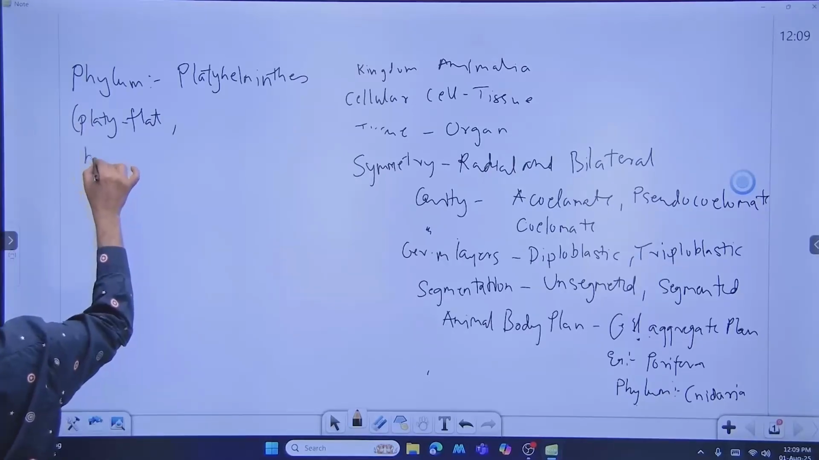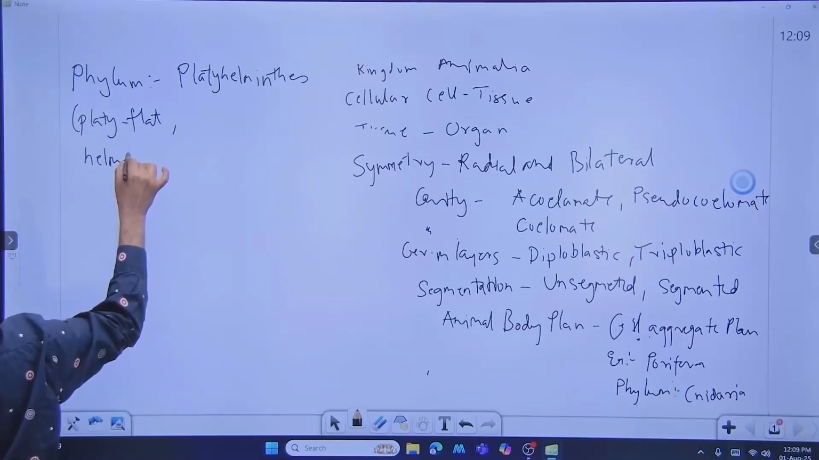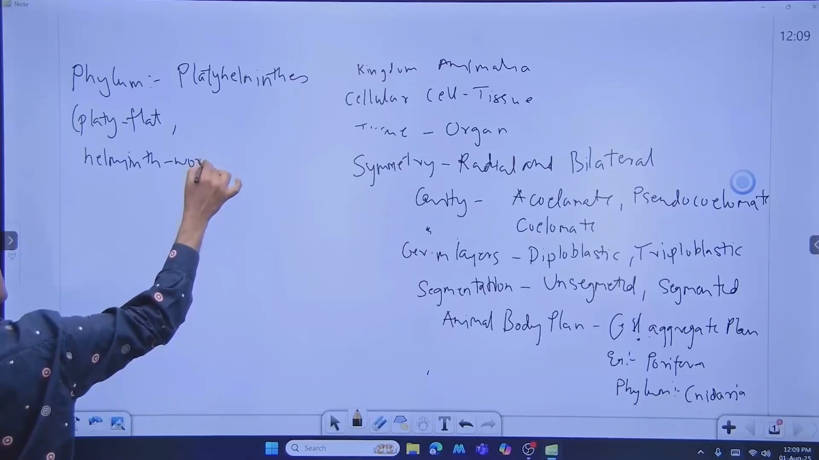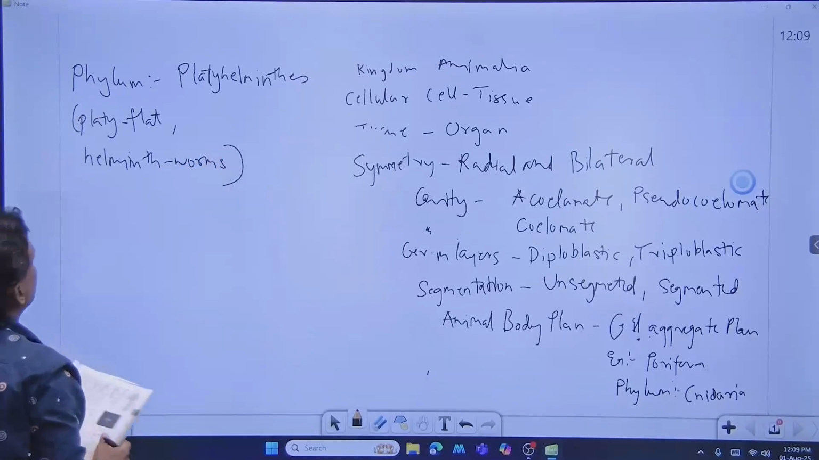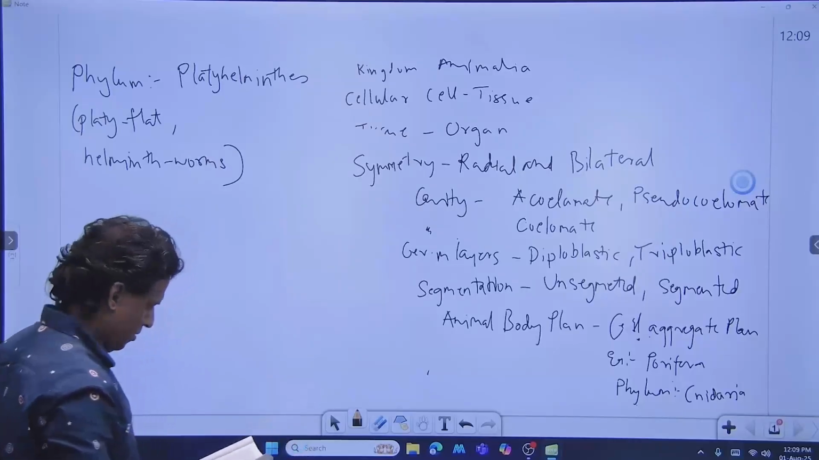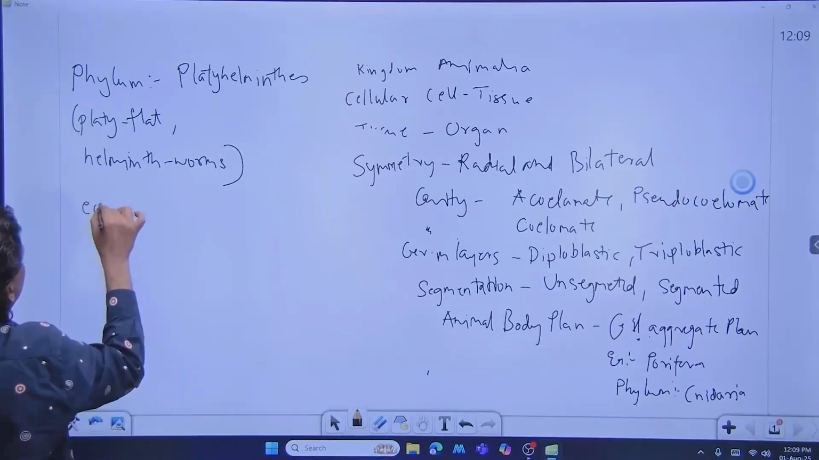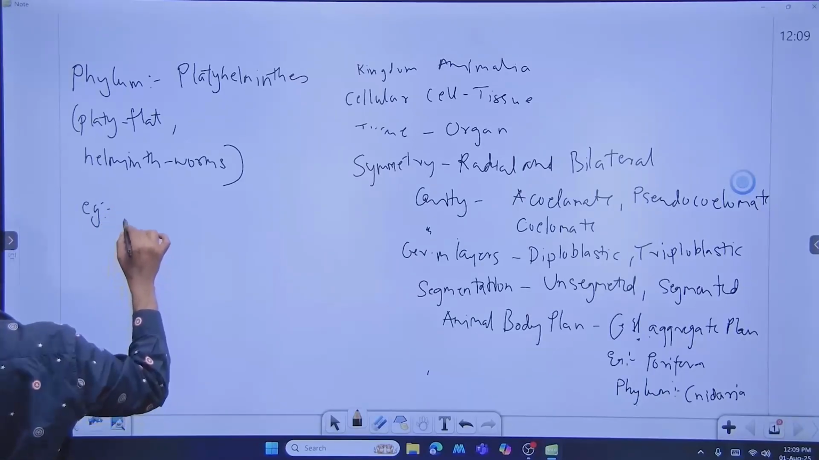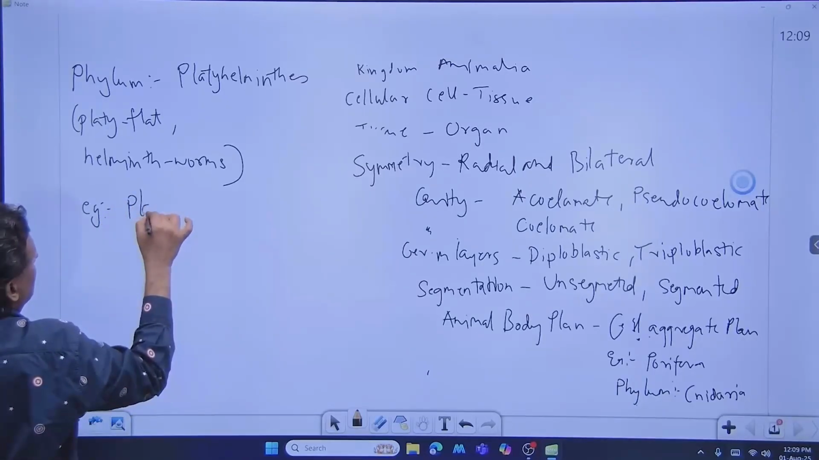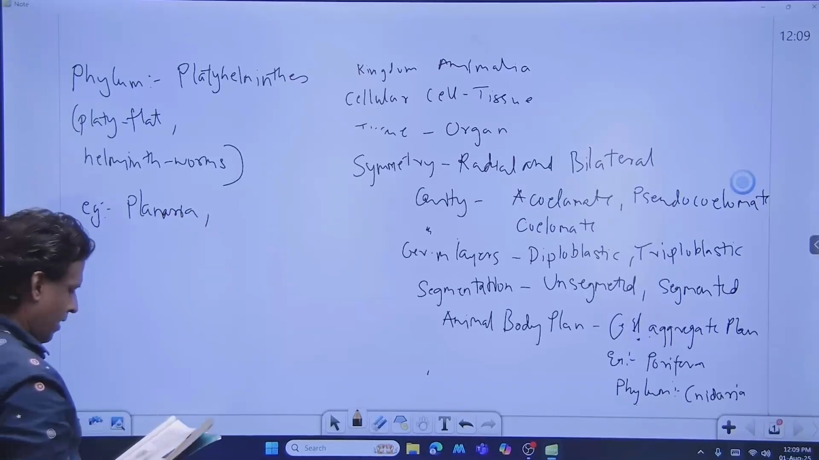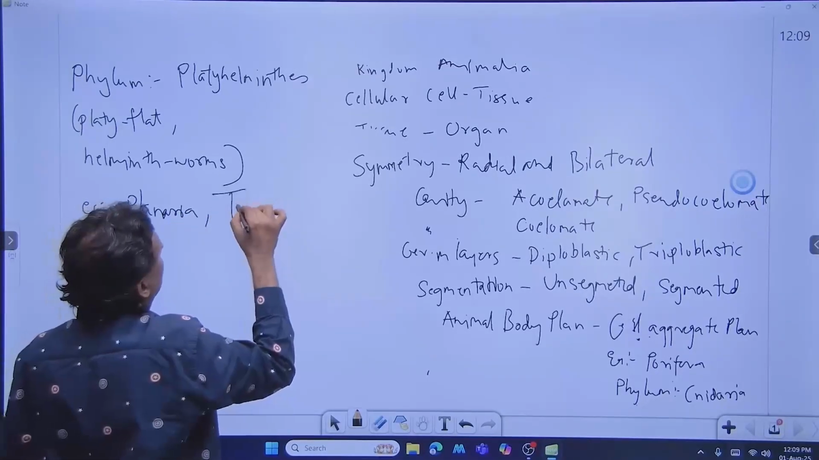Helminth means worms. Examples are Planaria and Taenia, the tapeworm.